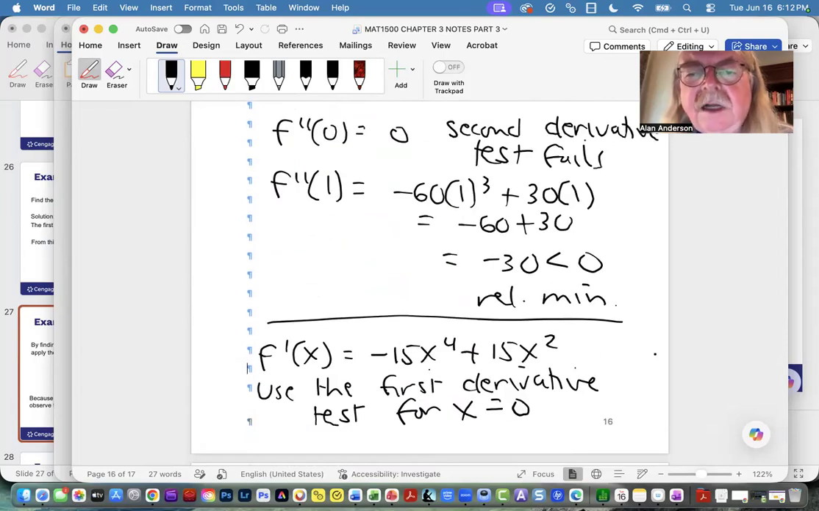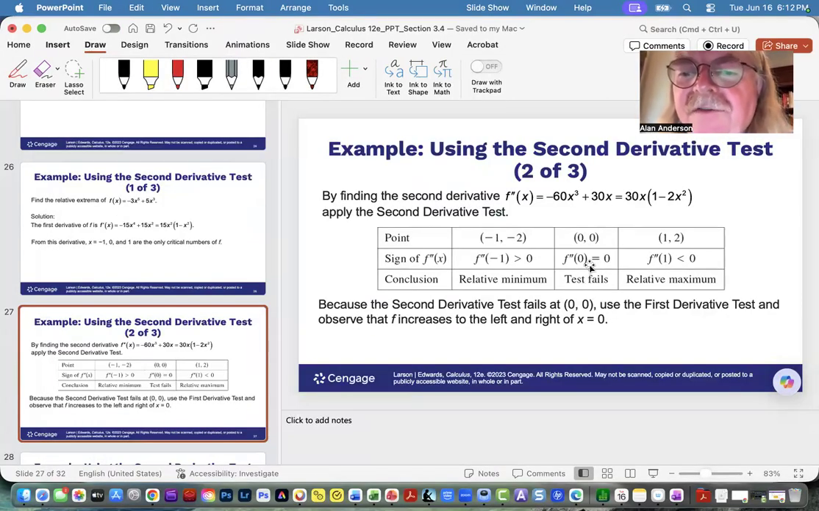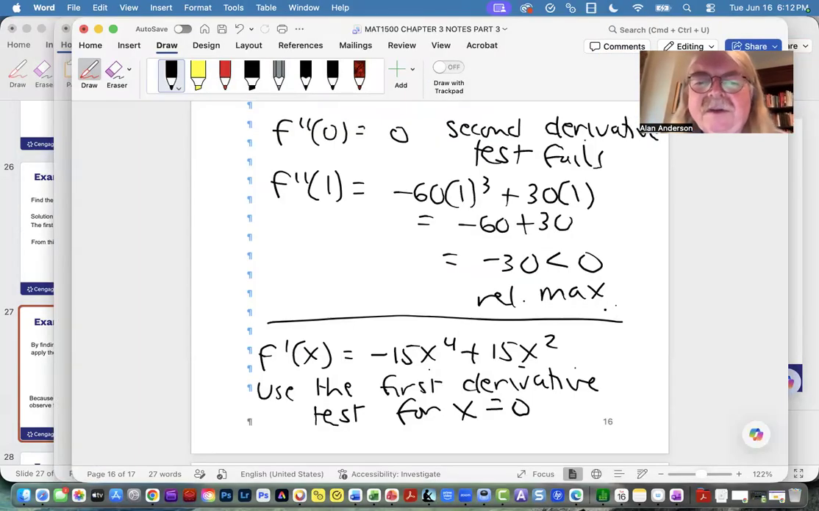And oh, you know what? I just realized I wrote this incorrectly. This should have said relative max because it's negative. That's correct. The test fails. Oh, I know where I screwed it up. We were supposed to test the original function. Sorry about that, not the derivative.